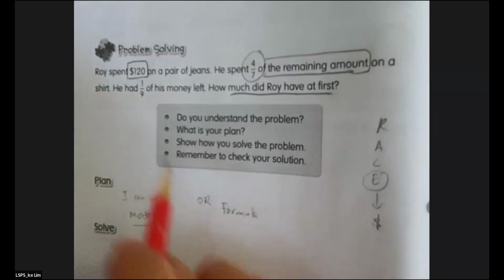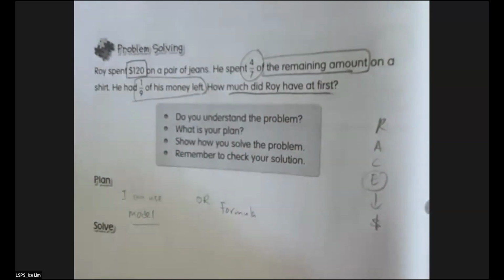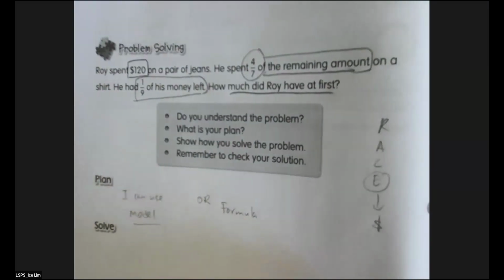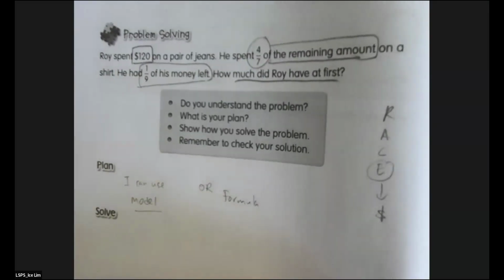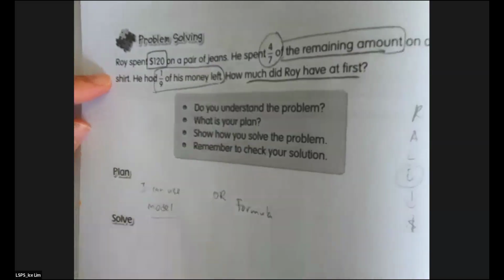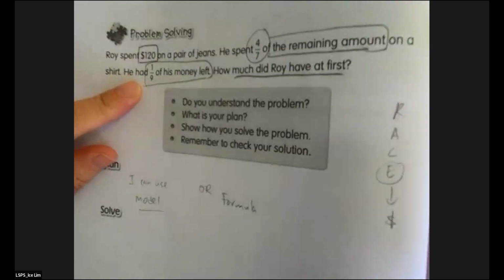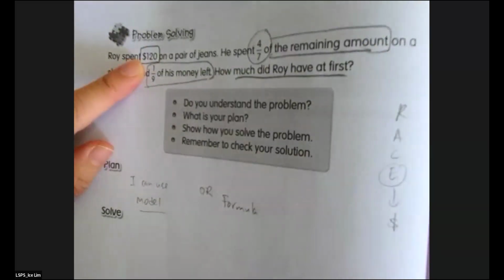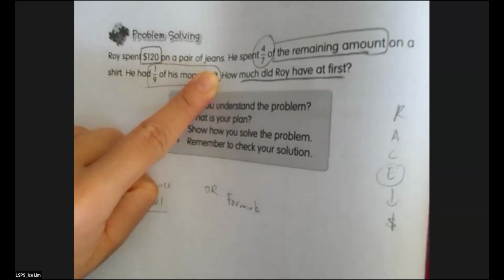Ah, very good. How come you know? Very good. That's the most important information. If you are able to pick up the correct important information, you are at your closest first step to answering the question. So you see, the first danger came here. He spent some money on jeans.